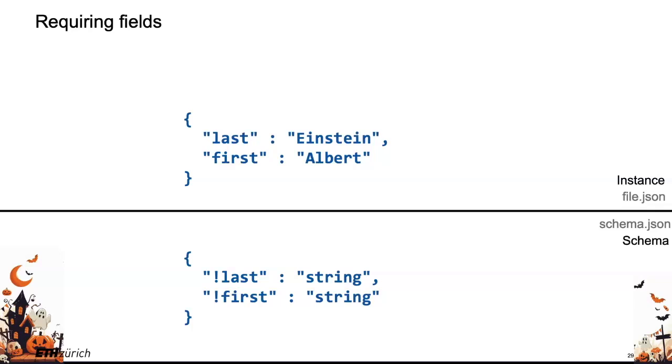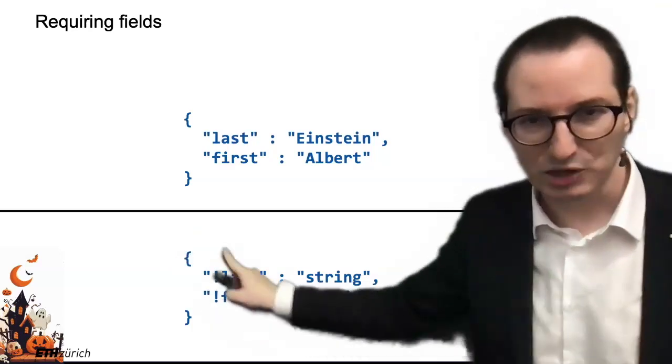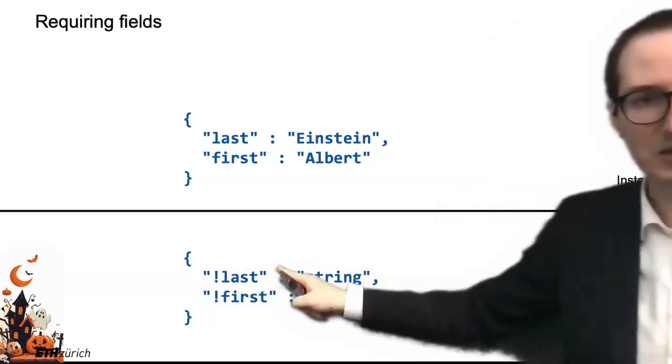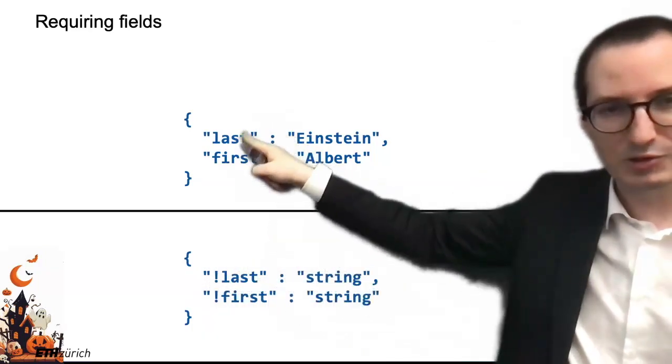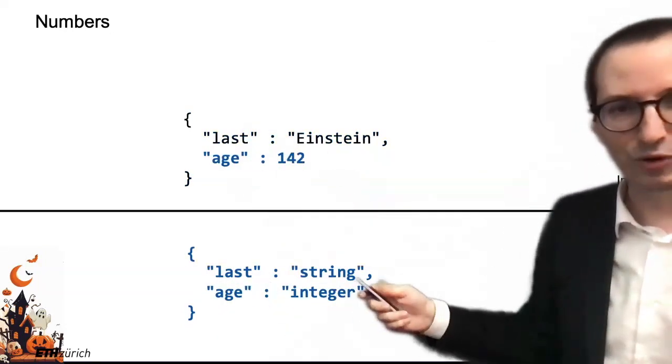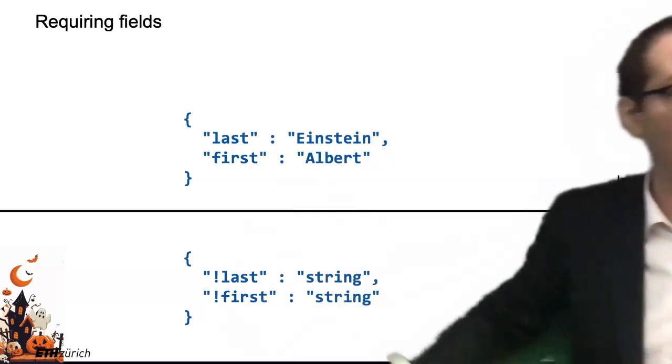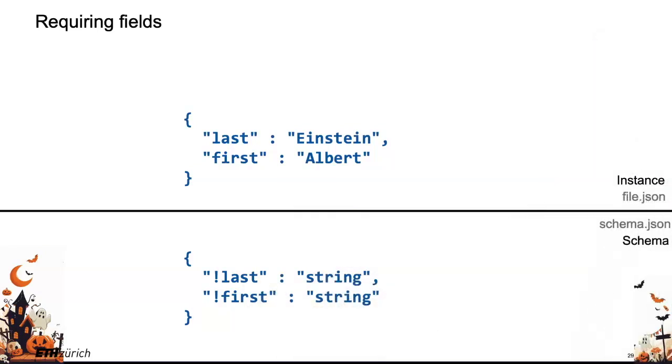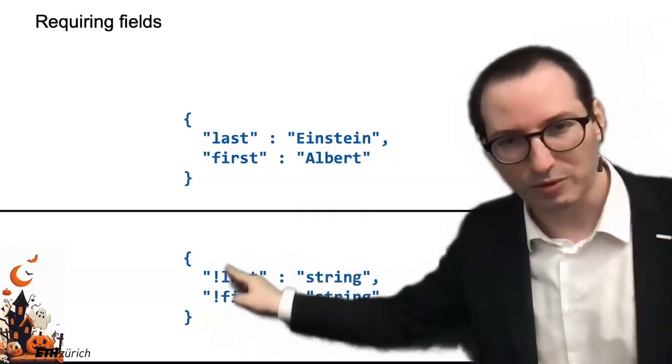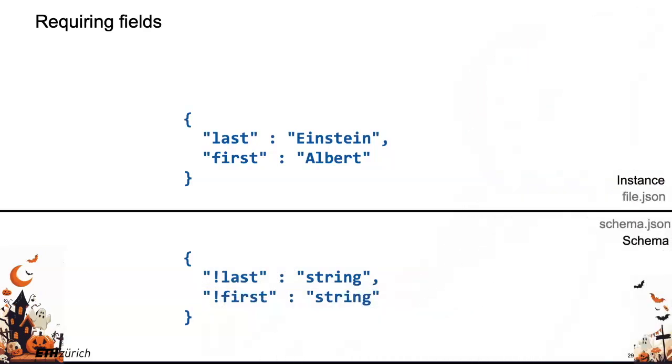If you want to require fields, you just add a little exclamation mark here, and that basically says it's required. So now this requires the two. So here it's valid. But if you were missing one of these, that would not be valid. That would be rejected, right? So in the compact syntax, for convenience, you can just put an exclamation mark.